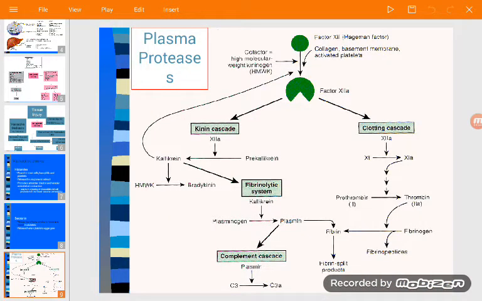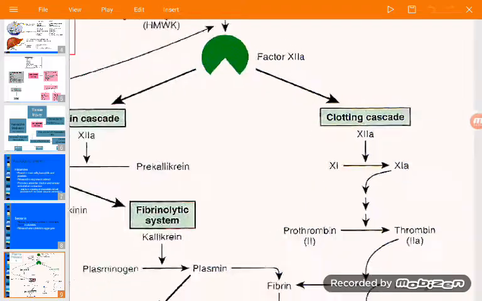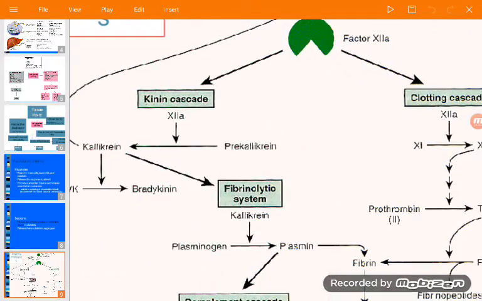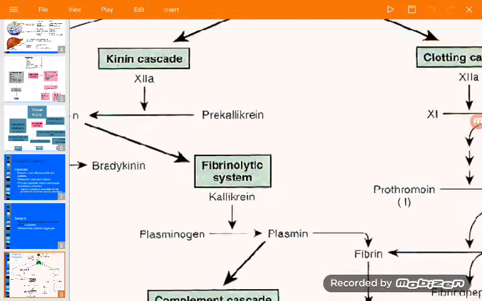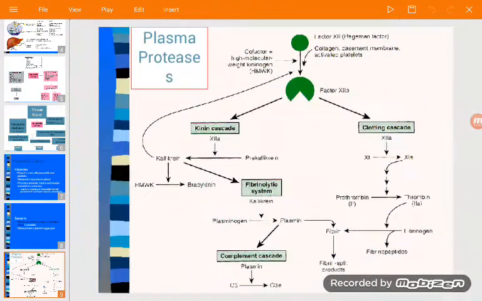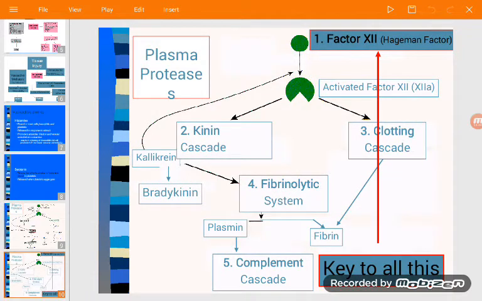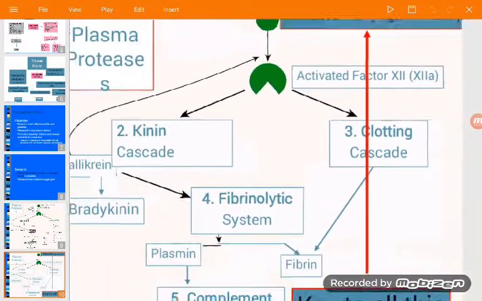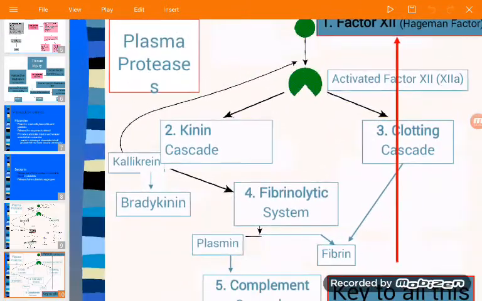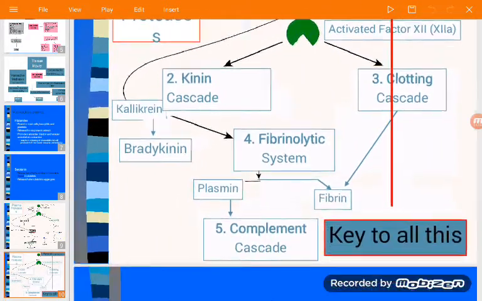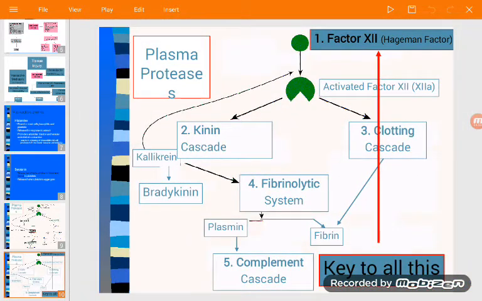Here are some of the plasma proteases, like factor 12, which activates the clotting cascade and can also activate the kinin, bradykinin cascade, the fibrinolytic system, and the complement cascade. All of these can be activated by factor 12, which circulates in the plasma in inactive form and is activated by tissue injury. Vascular endothelial injury will activate a contact factor like factor 12, which then exerts its effect by activating many cascades.